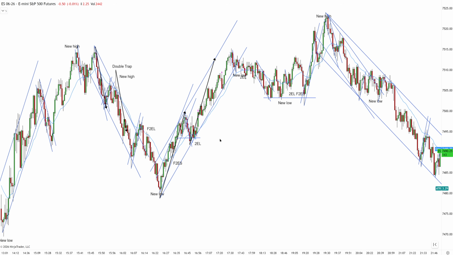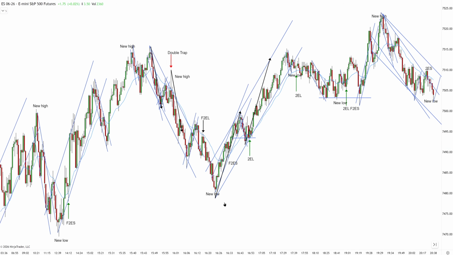Right traders, I'm gonna wrap it up with my 2 trades. This is the overall structure for today.